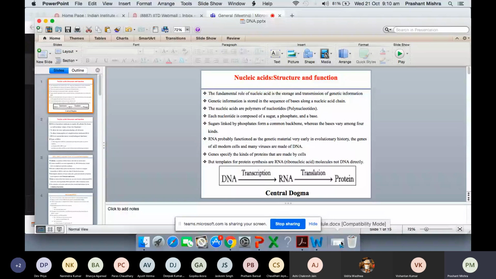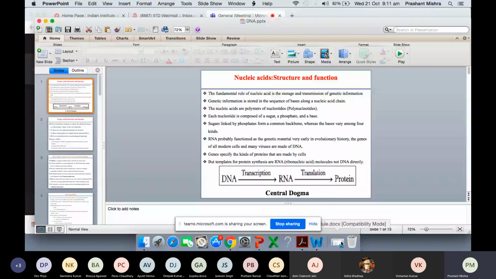Then what are genes? You might have learned about genes, DNA, and chromosomes. Genes are very specific sequences present in the DNA molecule that specify the kind of protein they are going to make. Proteins are made up of amino acids, and this amino acid sequence comes from the information coded in the genes. And the templates for protein synthesis are not DNA.